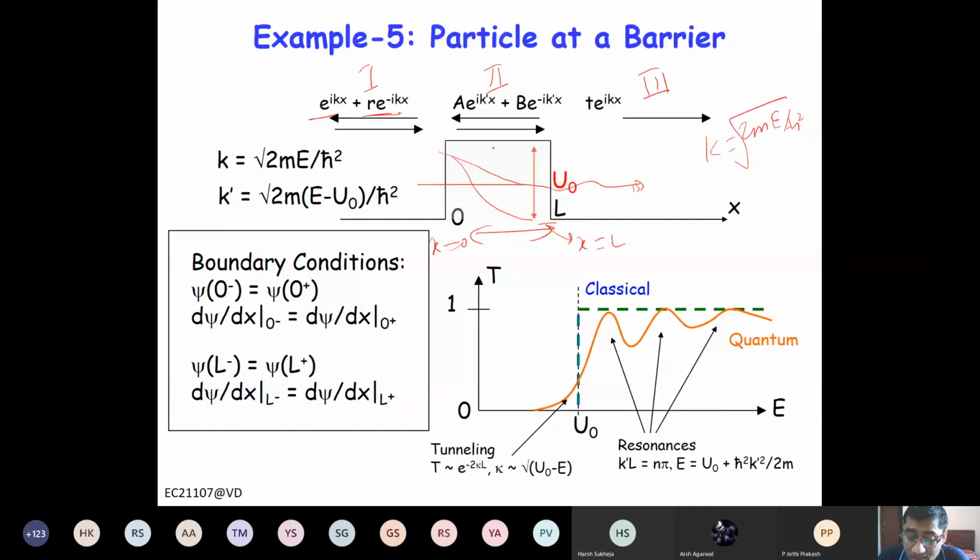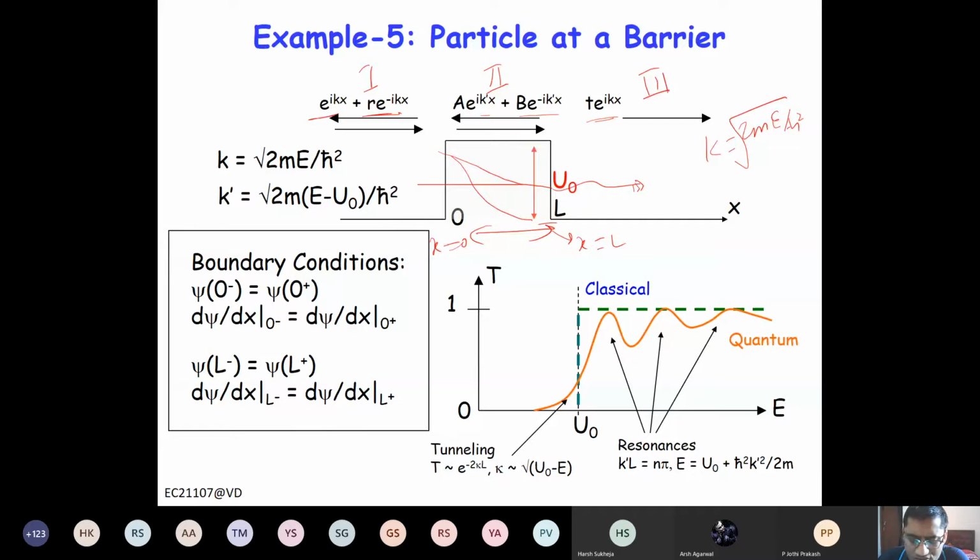Now in this barrier, we will use both A times e to the power iota k prime x, which is moving in the x direction, and B times e to the power minus iota k prime x, which is moving in the minus x direction. Why? Because there is another step here, so these electrons can be reflected. So in this region we have to consider both the traveling waves, in the x direction and in the minus x direction. And the third region extends to infinity, so you can only consider a wave traveling in the positive x direction, and we can call it T times e to the power iota kx.